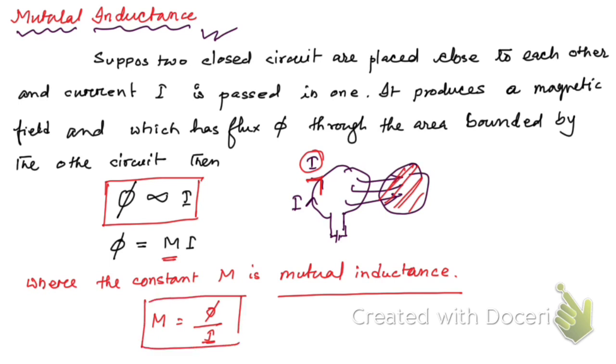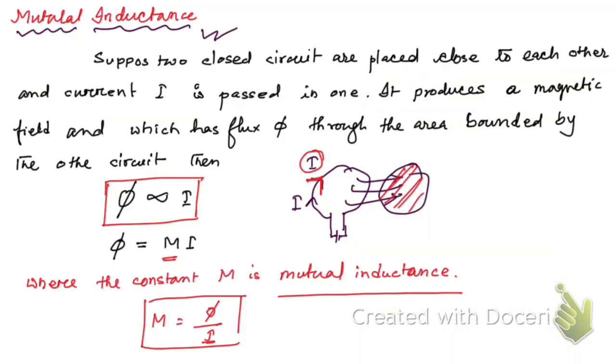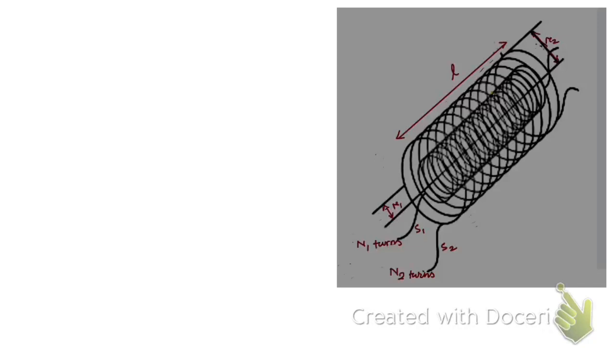So now, what is the second part of the question? Let's come to this part. Let me take a new slide. Here is the diagram. We have two coils of the same length L, and the two coils are S1 and S2, and their radii are respectively R1 and R2. Here R1 is the radius of the inner coil, and R2 is the radius of the outer coil. We have considered it that way.